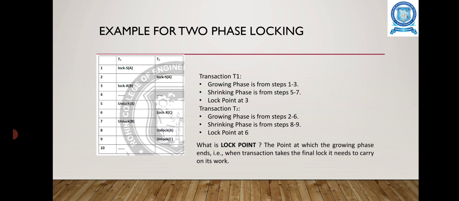Next one is T2. The T2 transaction growing phase is steps 2 to 6 and the shrinking phase is the steps 8 to 6. This is the two-phase locking concept.